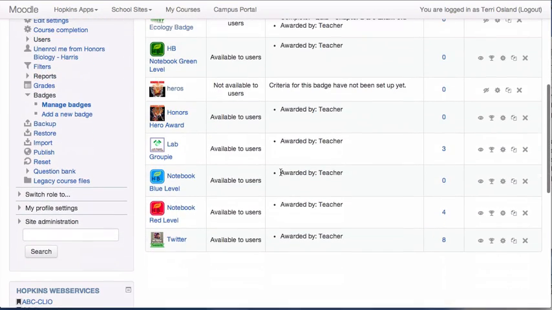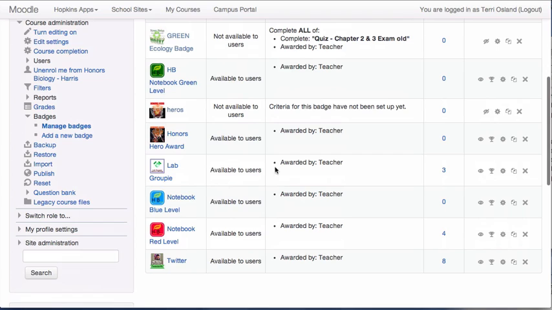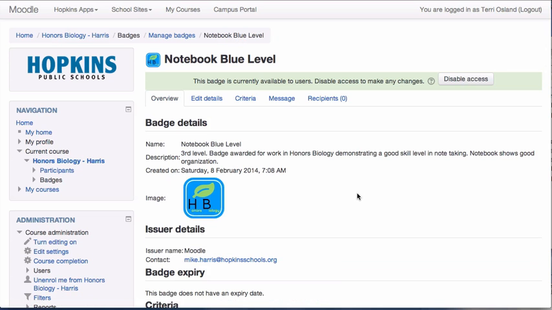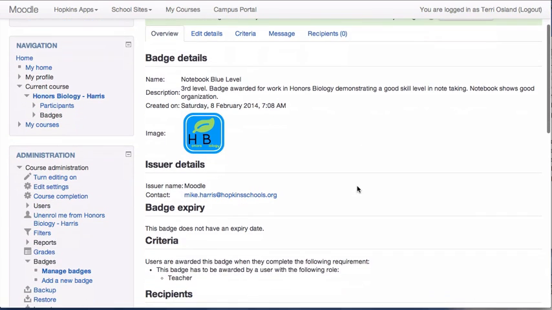And he's got others that he manually awards. For example, he's got these notebook badges: the green, the blue, and the red. You can see that nobody has earned the blue level badge yet, because with badges you kind of want to make them difficult to achieve, or else you want to level them, so students have to level up.